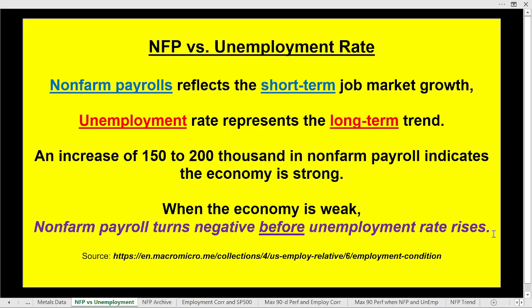So, for example, an increase of 150 to 200,000 in the non-farm payroll indicates the economy is strong or improving. And on the same note, if the economy is improving, we would expect the unemployment rate to go down. Unemployment rate goes down as non-farm payroll goes up. That's in a strong market. The opposite also holds true. In a weak economy, we'd expect to see non-farm payroll go down and the unemployment rate go up. Now, when the economy is weak, for example, non-farm payrolls turn negative before the unemployment rate rises. We typically see the non-farm payroll number move first, and then the unemployment rate will catch up.